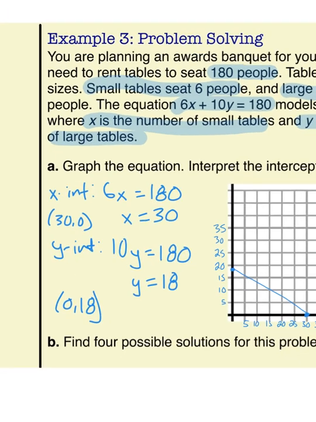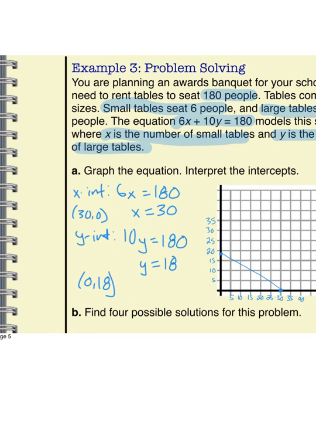All right, so I plotted those 2 points and set up the graph where both axes count by 5. So then we're supposed to interpret these intercepts. So what does it mean that when x equals 30, y equals 0, and when x equals 0, y equals 18? Well, x represents the number of small tables, and y represents the number of large tables. So when you order 30 small tables, you have 0 large tables. When you order 0 small tables, you have 18 large tables. So any point on that line is going to seat exactly 180 people.